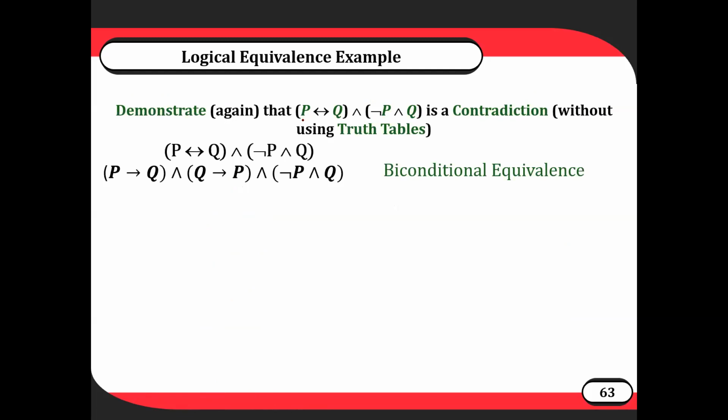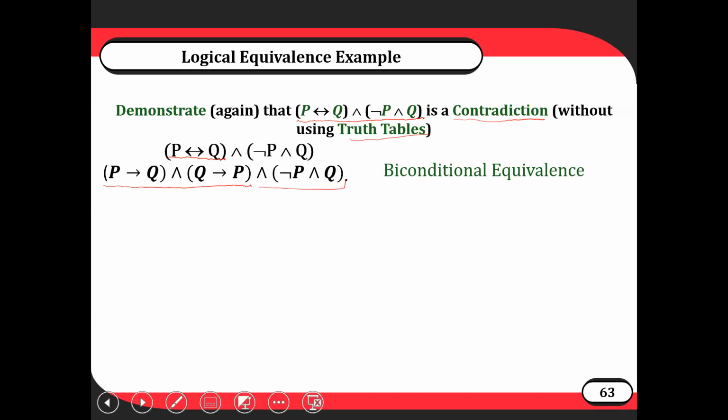So demonstrate that. I don't think I'm going to go through this one. We can if you like, but it's a lot. Well, let's go through a couple steps, I guess. So we'll demonstrate that this is a contradiction without using truth tables. So here I have P if and only if Q, and I've jumped right into the first step. I've done the biconditional equivalence. So this P if and only if Q is logically equivalent to P implies Q and Q implies P, and then this part stays the same.